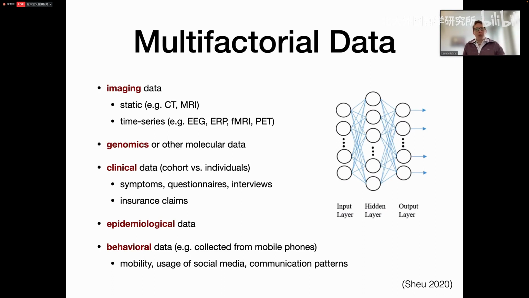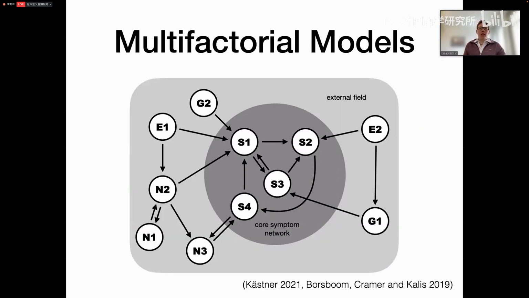Now, so far, I've been talking about multifactorial models and haven't shown you any. What is a multifactorial model? What might it look like? Maybe you feed all of these different kinds of data into a complicated algorithm, but then what's the result? Here is what one multifactorial model might look like. This is leaning on a suggestion proposed by Borsboom, Cramer, and Kalis in 2019 in their BBS paper.